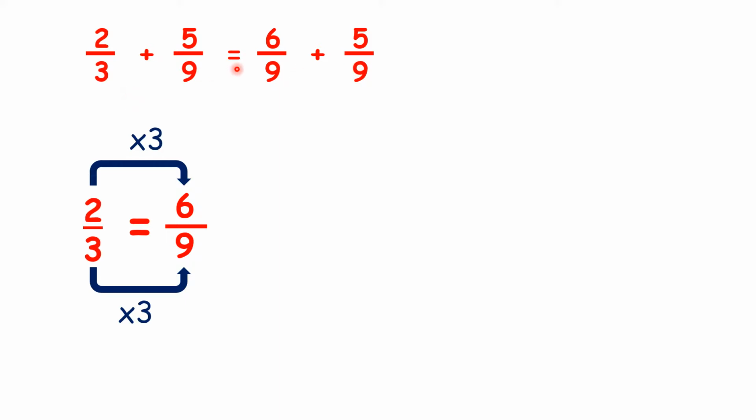So notice what the equals sign really means here. We have 2/3 plus 5/9 equals 6/9 plus 5/9. The equals sign just means is the same as, so adding 2/3 and 5/9 is the same as adding 6/9 and 5/9, but we haven't got our answer yet. To do that, we add the numerators and keep the denominators the same, so we have 11/9.